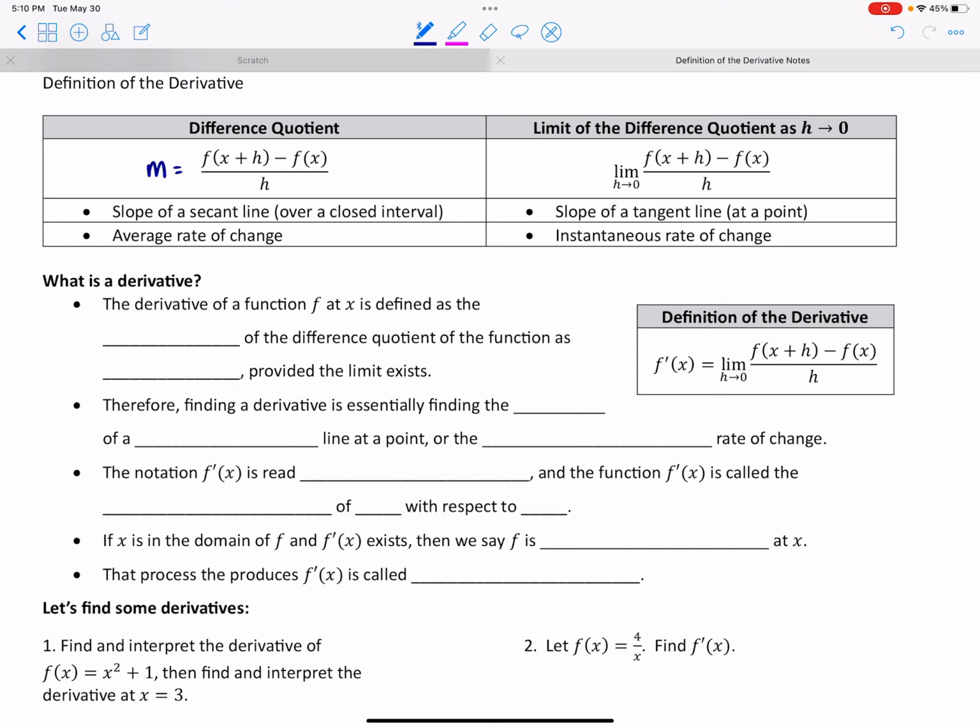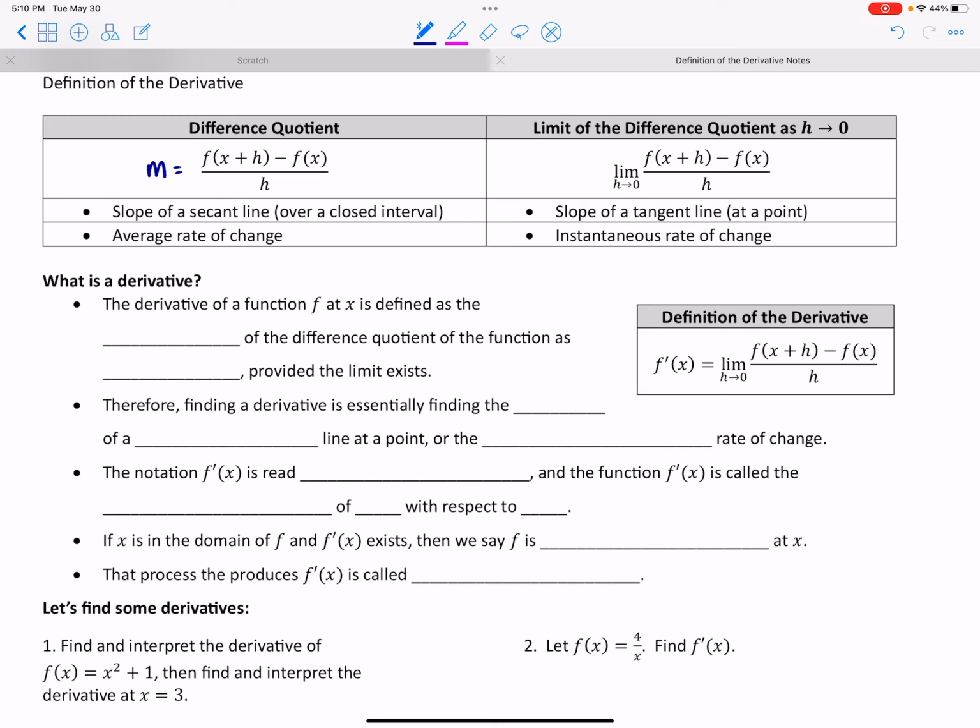Now then we said if we're going to find the limit of that difference quotient as h is approaching 0, that is the distance between the 2 points in the closed interval. If the distance between those 2 points approaches 0, then we are instead finding the slope of a tangent line. So an instantaneous rate of change, or the slope at a point instead of a slope over a closed interval.